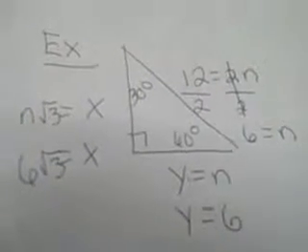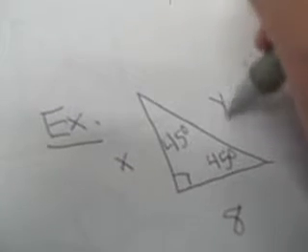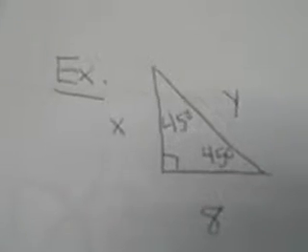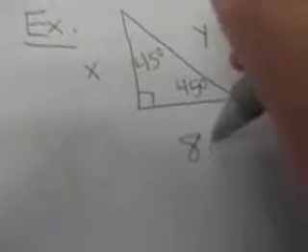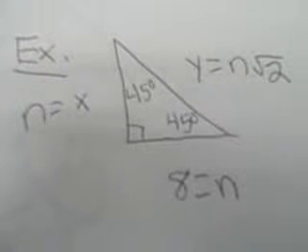Let's look at an example for a 45, 45, 90 triangle. So if you recall from the beginning of the notes, across from the 45-degree angles, we want to label those with n. Across from the 90-degree angle, we want to label it with n times the square root of 2.